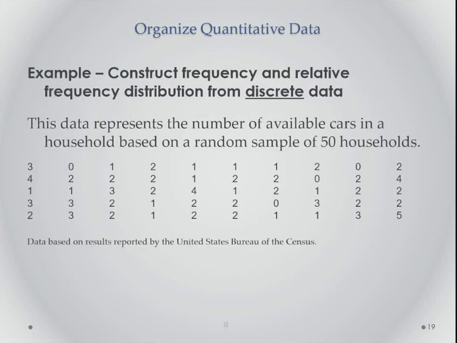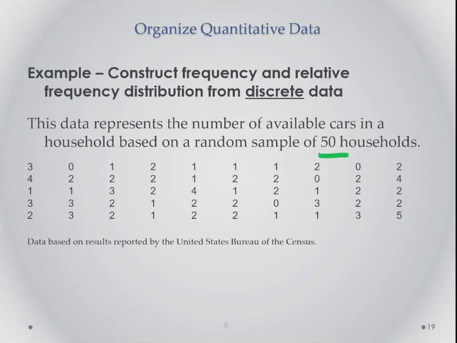Here's an example of discrete data. It's the number of available cars in a household based on a random sample of 50 households. So you have lowercase n of 50, and these are just discrete. You have either 0, 1, 2, 3, 4, and 5. So you just have 6 different values. So that's a small number of values. So we can use that.